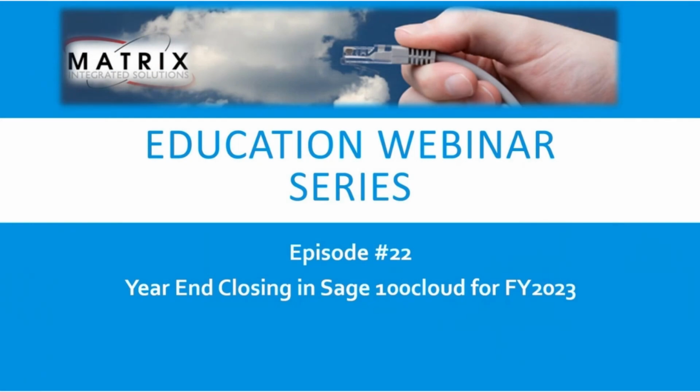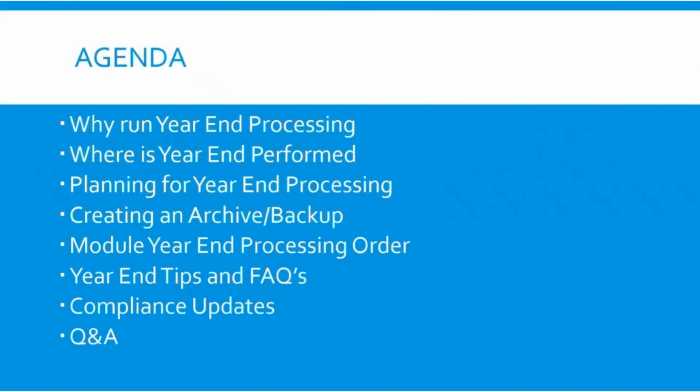Year-end closing of Sage 100, thinking about that with the year-end coming up pretty quickly. So we're going to go through some practical thoughts around that process. Our agenda today is why we're going to run year-end, where it's performed, planning for it up front, and creating an archive and a backup before you make that happen.